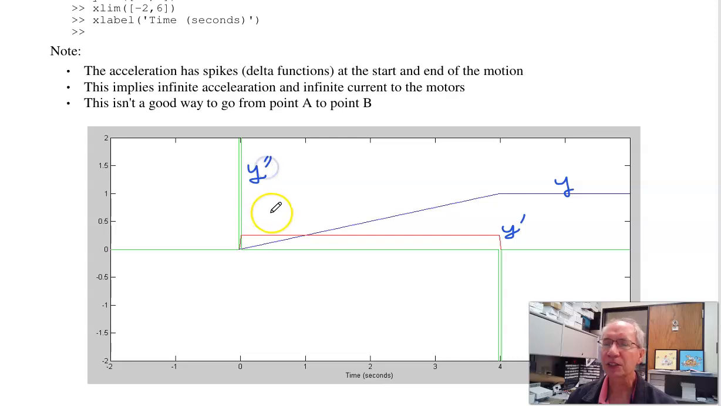Now what this tells you is this is not a very good profile. The acceleration goes to infinity. Infinity is hard to implement in hardware, so maybe this is not the best way to go from point A to point B. Here's A, there's B. Let's try a different approach.